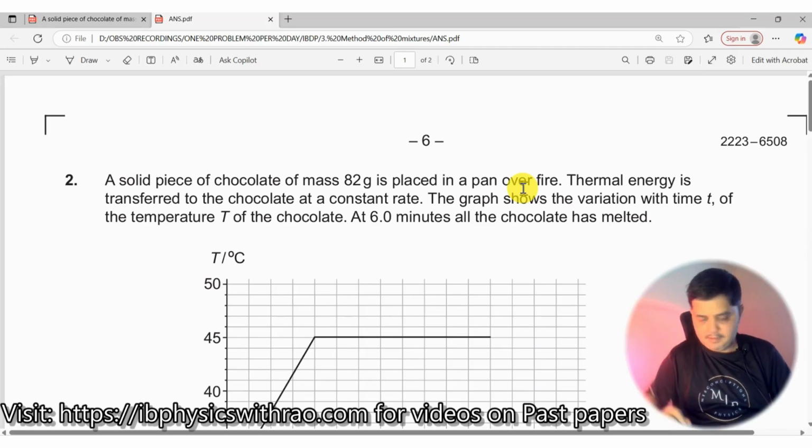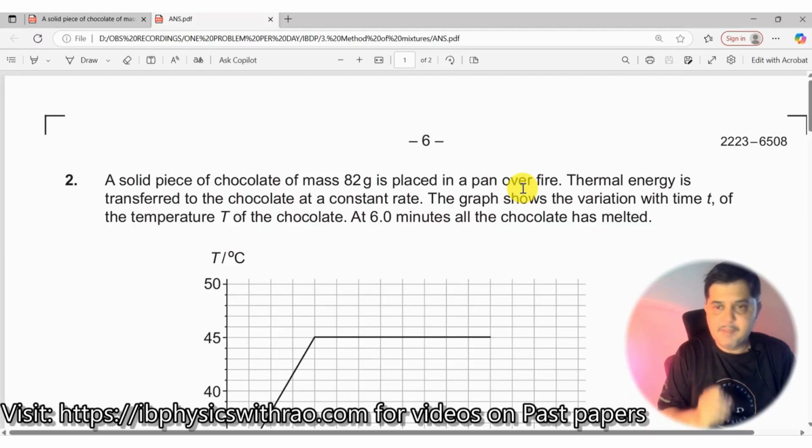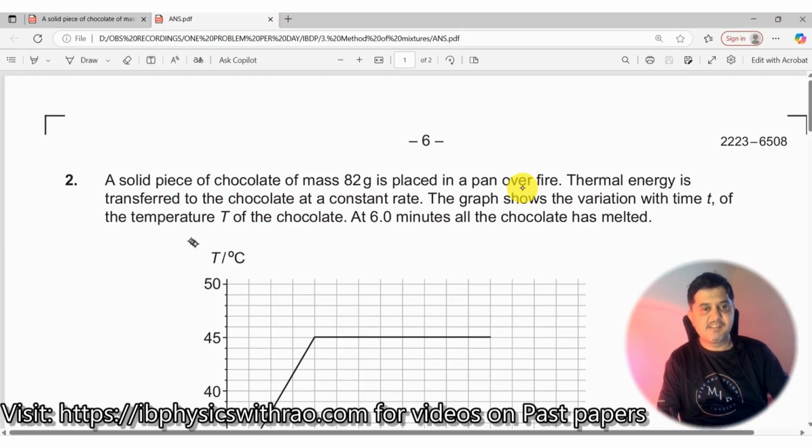Good evening, everyone. Welcome to the third problem. This is DPP3. This question is on thermal physics, on the method of mixtures.